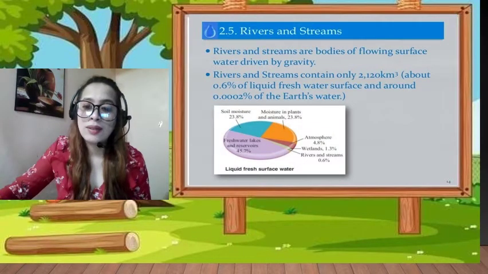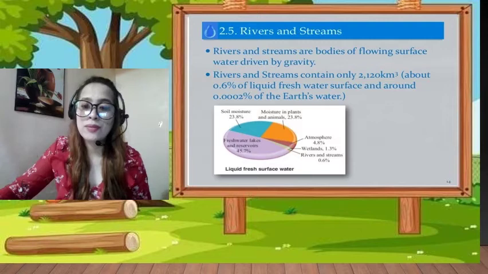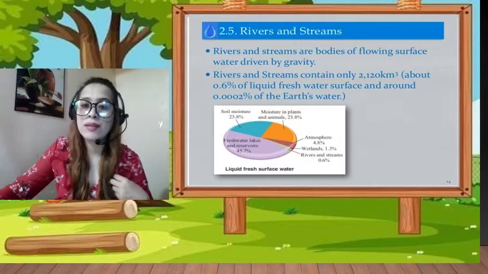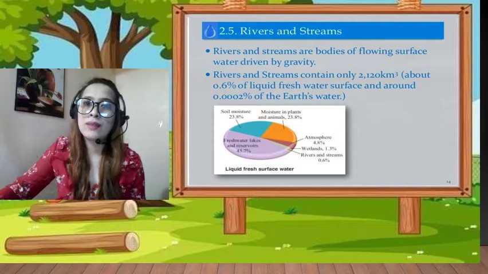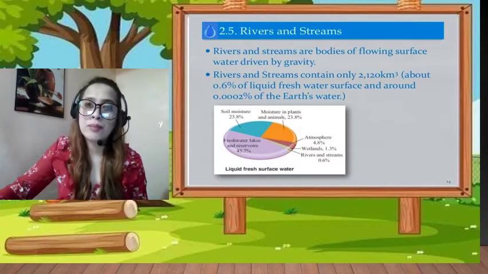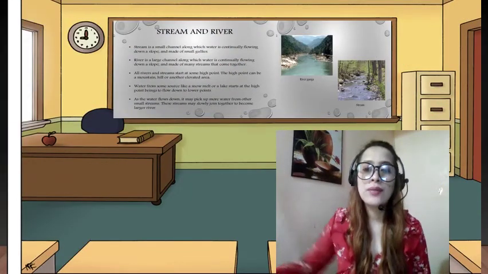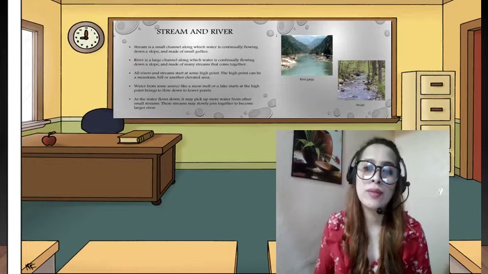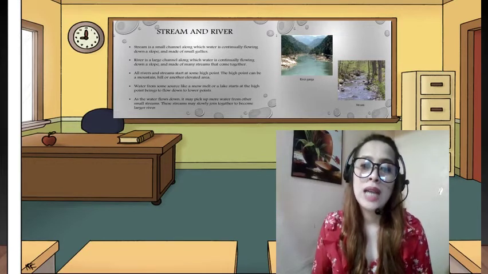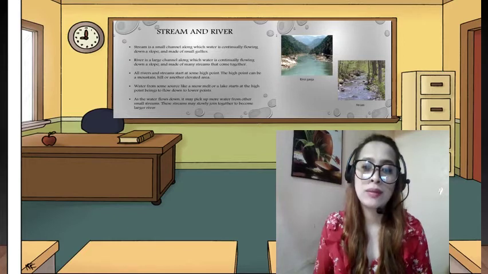Now another is rivers and streams. Rivers and streams are bodies of flowing surface water driven by gravity. They come from a higher place going down, and naturally eventually lead to the largest body of water, which is the ocean. Now, the difference between a stream and a river: a stream is a small channel along which water is continuously flowing down a sloping area.